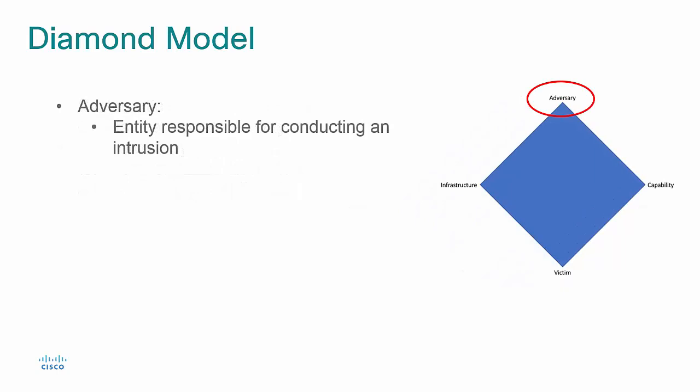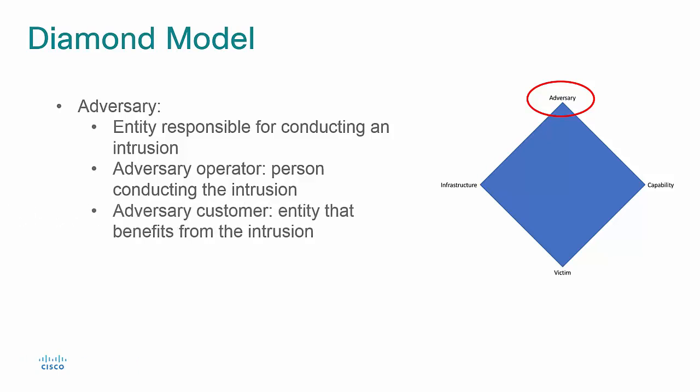The adversary is an entity responsible for conducting an intrusion. In the diamond model, an intrusion is any malicious activity. The adversary may be further refined into adversary operator, which is the person conducting the intrusion. And then there's the adversary customer, which is an entity that benefits from the intrusion. These two individuals may be unique, or they could be the same person, and on some occasions, it may be that the customer employs an operator, or many operators, and manages their activities.